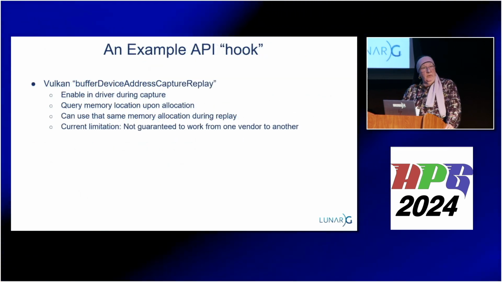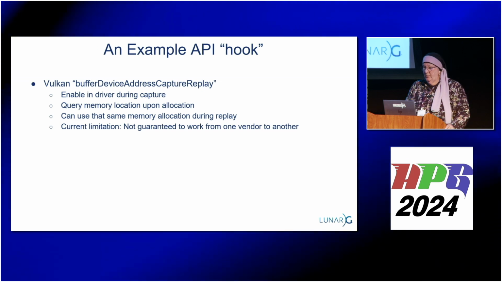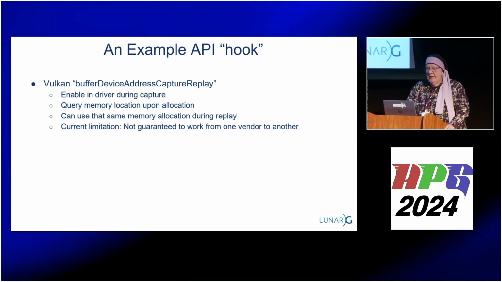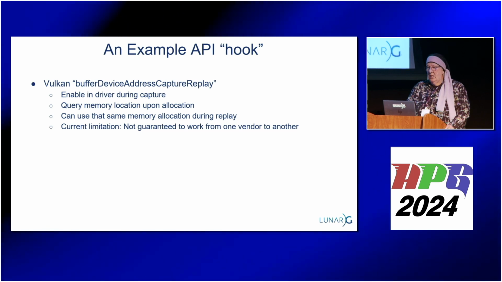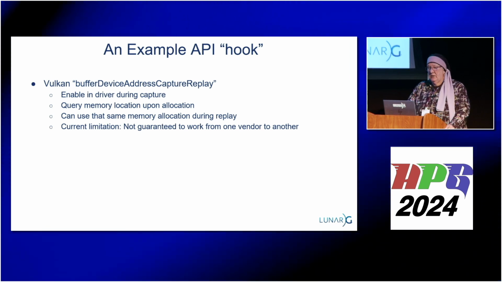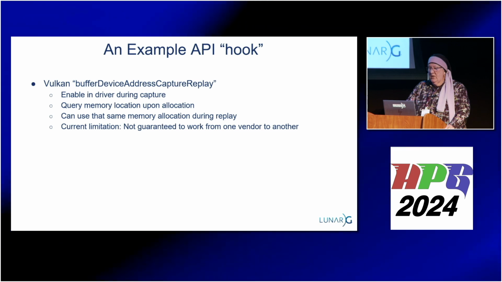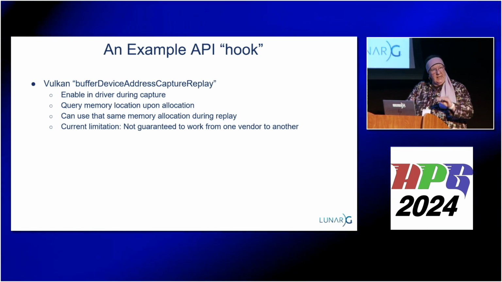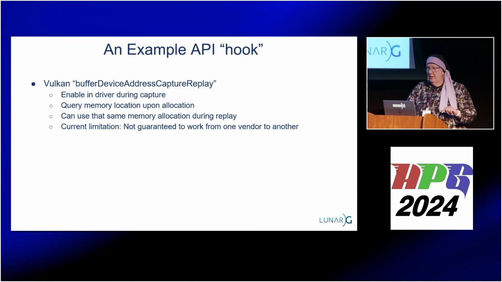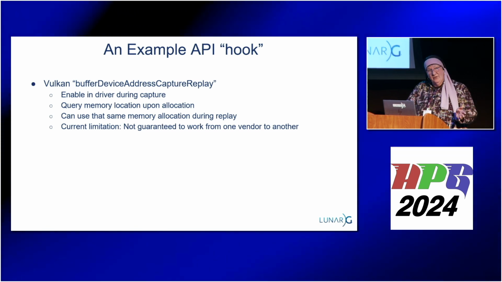An example of something that can happen at the API level to help developer tools. In Vulkan, there's this thing called buffer device address capture replay. So you enable it in the driver during capture, and when memory is being allocated, you can query the memory location and then use that same location during replay. The current limitation is it's not supported by all vendors.